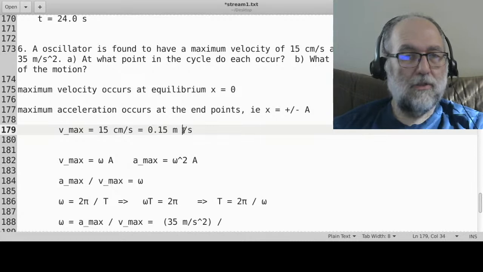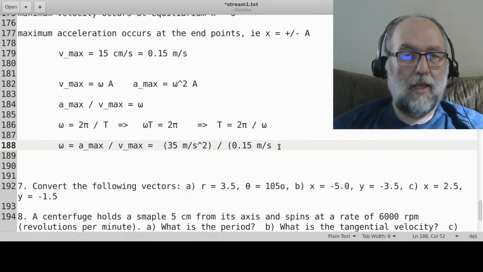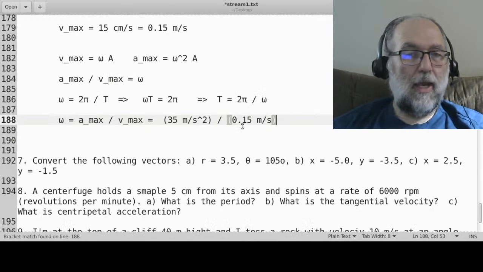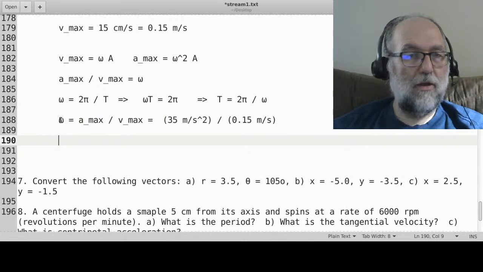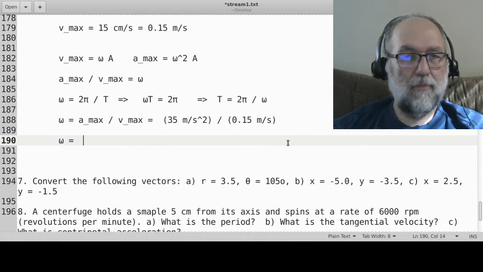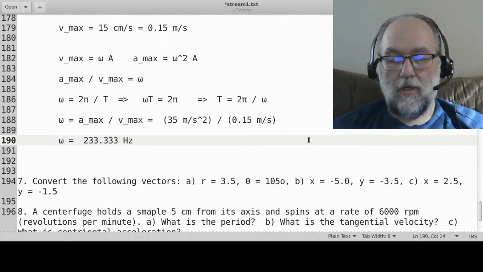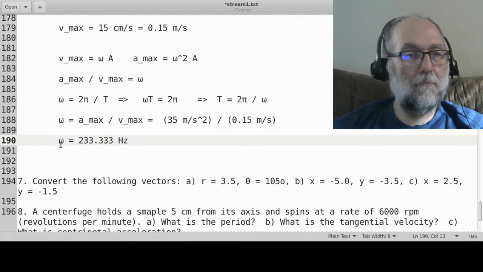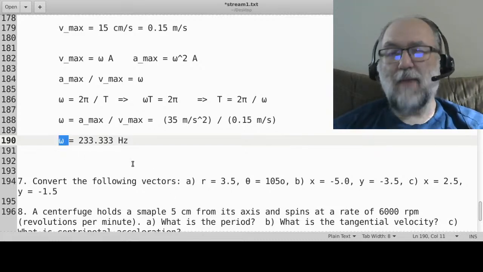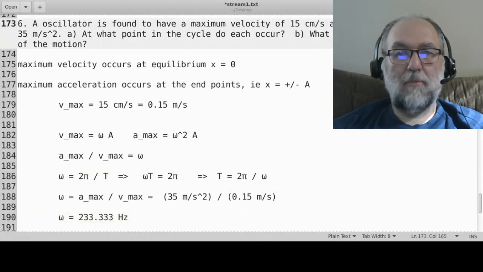So there it is, the maximum velocity in meters per second. And when you do the math there, you're going to get that omega is equal to 233 something. It's just going to equal this right here. The symbol is called omega. It's the last letter of the Greek alphabet, but the name of this quantity is the angular frequency, and frequencies are measured in hertz. And you say, but I didn't ask for that. I asked for the period.